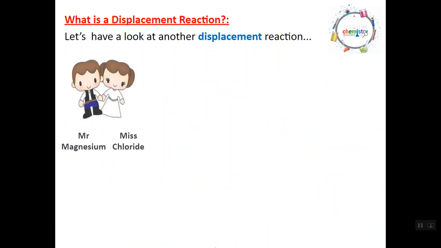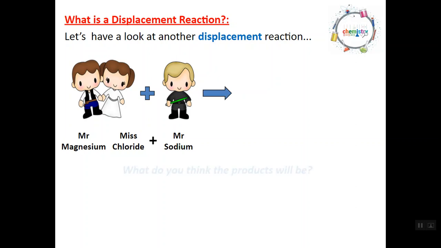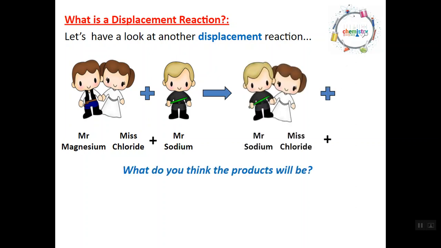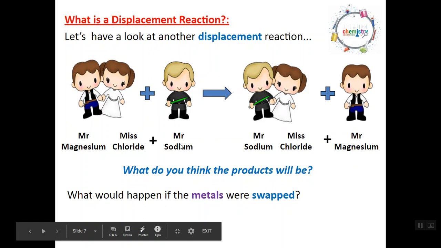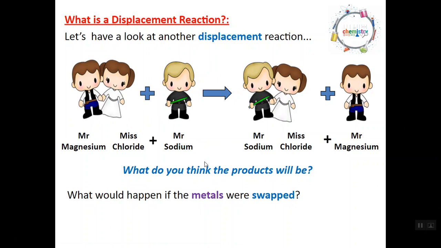Let's look at another example. You've got Mr. Magnesium with Mrs. Chloride here, so it's magnesium chloride. Along comes Mr. Sodium. Mr. Sodium is right at the top of the reactivity series. You have seen it being chucked in water and reacting really vigorously. So sodium can kick out magnesium and steal Mrs. Chloride. Mr. Sodium and Mrs. Chloride are quite happy there, and Mr. Magnesium's left to go and find somebody new. Now, what do you think the products will be if you swapped them around? If it was Mr. Sodium with Mrs. Chloride and Mr. Magnesium came in, what do you think is going to happen?